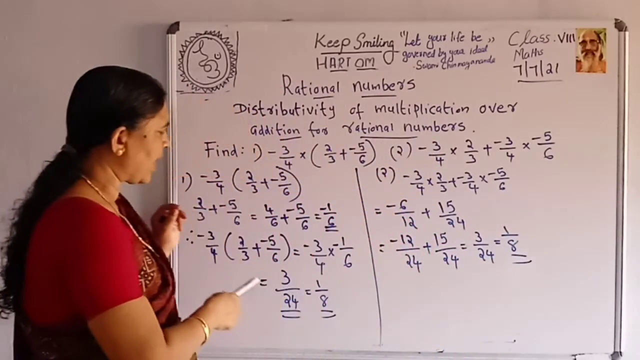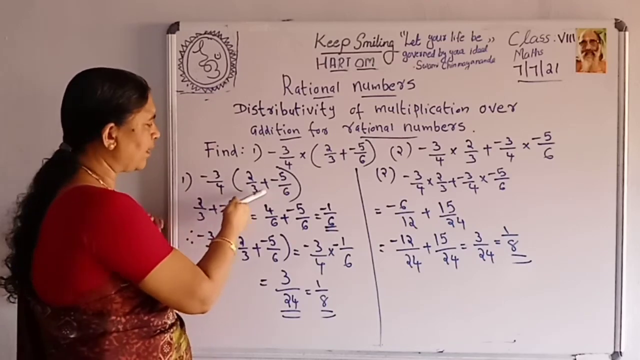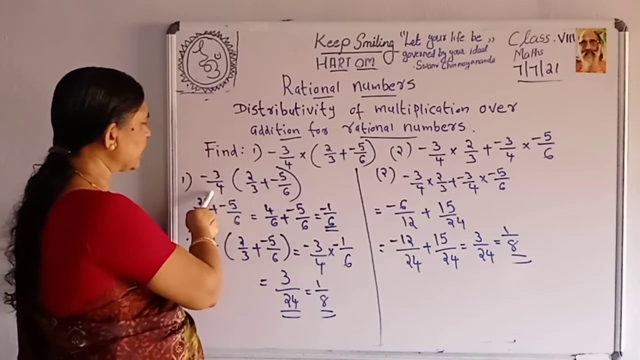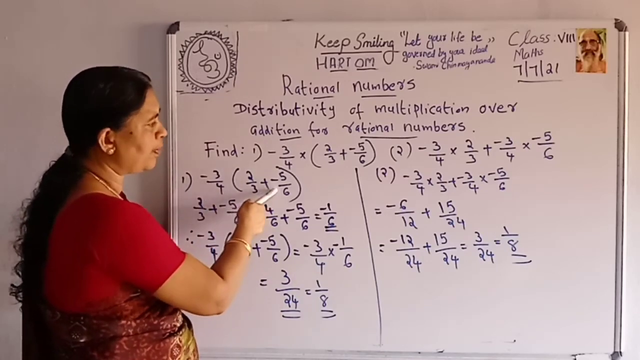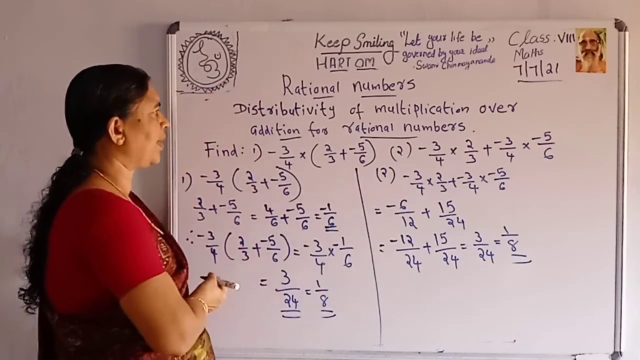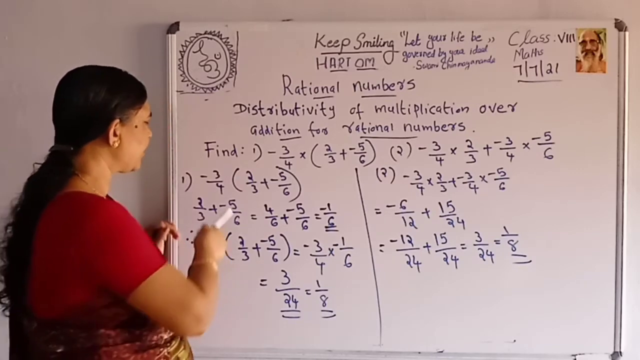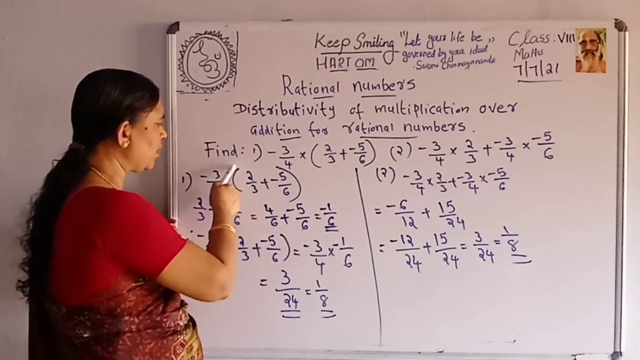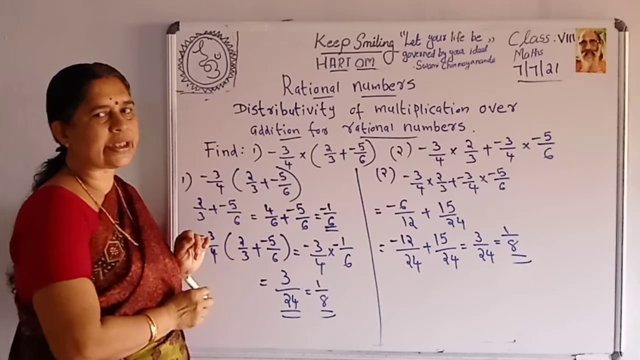Look at the two answers here. Minus 3 by 4 into 2 by 3 plus minus 5 by 6 is equal to 1 by 8. Then minus 3 by 4 into 2 by 3 plus minus 3 by 4 into minus 5 by 6 is also 1 by 8. This property is called the distributive property of multiplication over addition. That is, if a, b and c are three rational numbers, then a into b plus c is equal to a into b plus a into c.